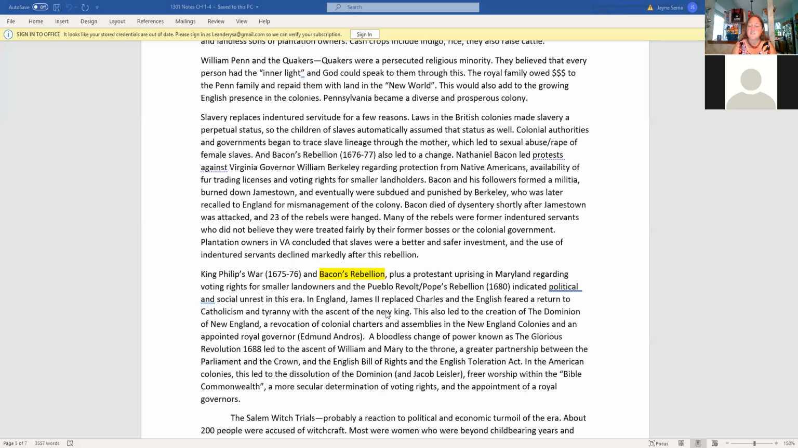This is the era where James II replaces Charles, and the English are fearing a return to Catholicism because James II was in the Catholic wing of the royal family, and so there was a fear of persecution, English religious-based civil war, that sort of stuff, tyranny. Also an era of the creation of the Dominion of New England, where individual colonies didn't get to elect their own governors. The colonial charters are revoked. And then what ends up happening is royal governors are appointed, and Edmund Andros is appointed as the governor of the Dominion of New England.